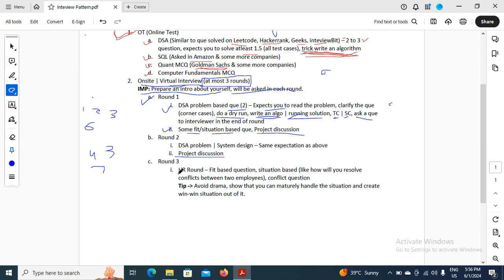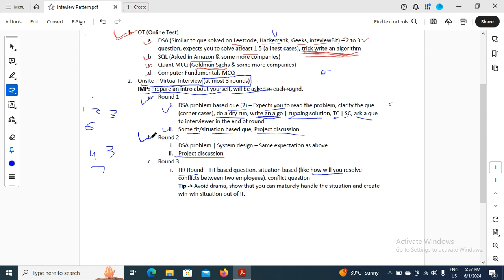In the HR round, introduction will be there. Then fit based and situation based questions, like let's say you are leading a team and there is a conflict between two employees, how will you solve it? They might ask some conflict based questions and have some project discussions. So this is how the HR round looks. And one tip for the HR round: whenever there are conflict based questions, do not avoid the drama, so that you can maturely handle the situation and create a win-win situation out of it. This is the expectation for each conflict based question.